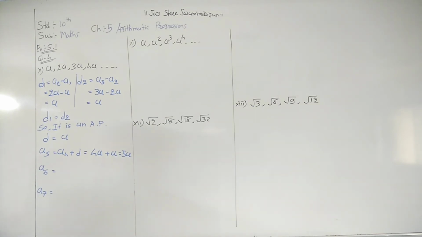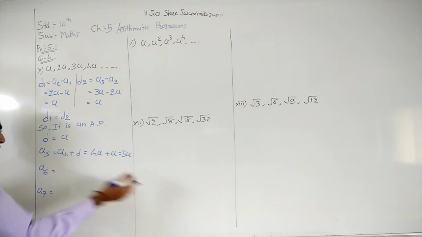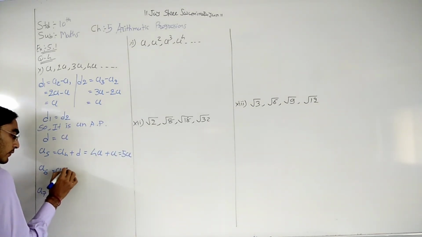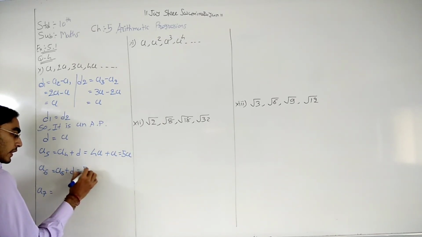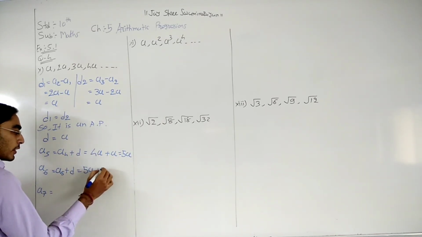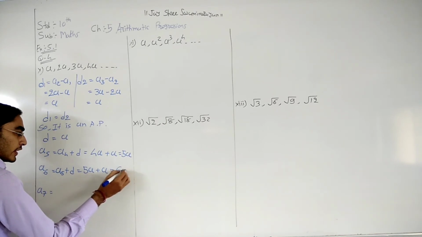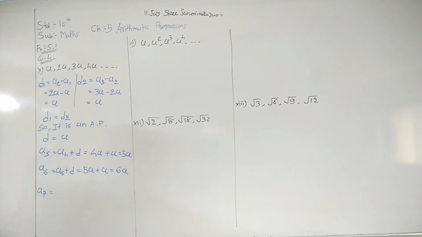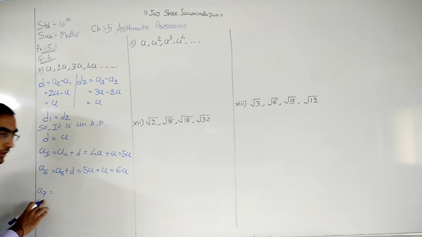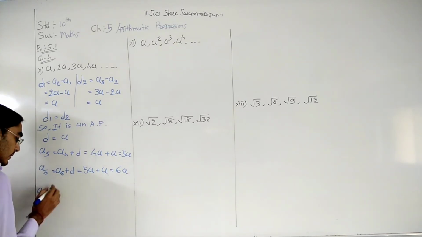Now for A6, A5 plus D. So 5A plus common difference A, so 5A plus A is 6A, right? And A7 is A6 plus D.